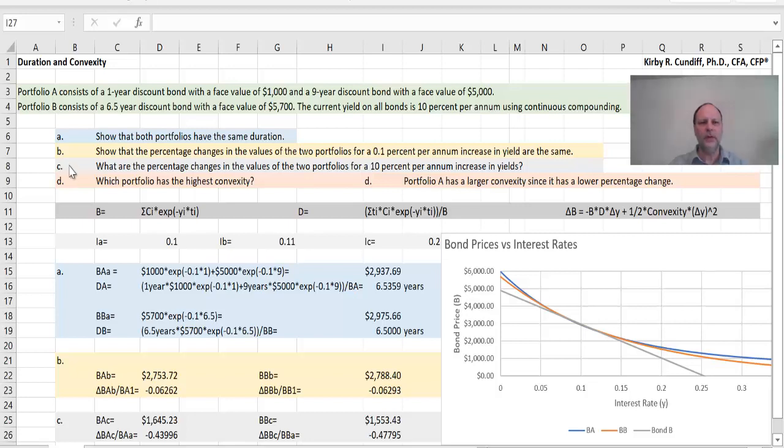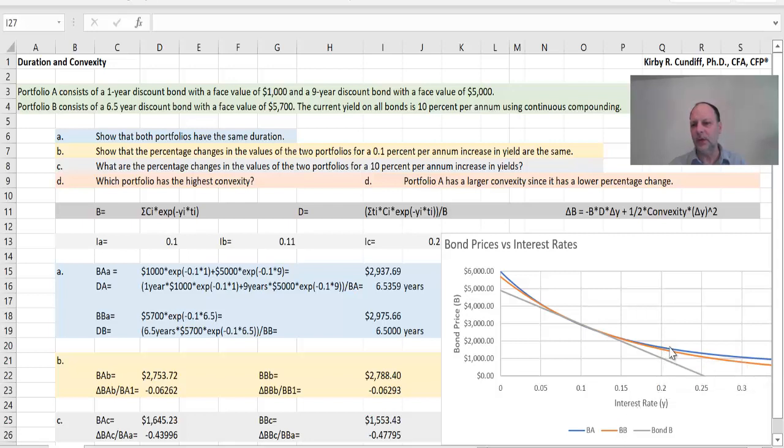Now we look at question C. What are the percentage changes in the values of the two portfolios for a 10% per annum increase in yields? Our initial interest rate demanded by the market was 10%. Now we're going to say it's going up to 20%. As interest rates go up, bond prices go down, and we can see here that this is a big enough increase in interest rates that our linear duration approximation does not work very well anymore. So the duration approximation overestimates the decrease in the bond's price. Right here would be the duration approximation.